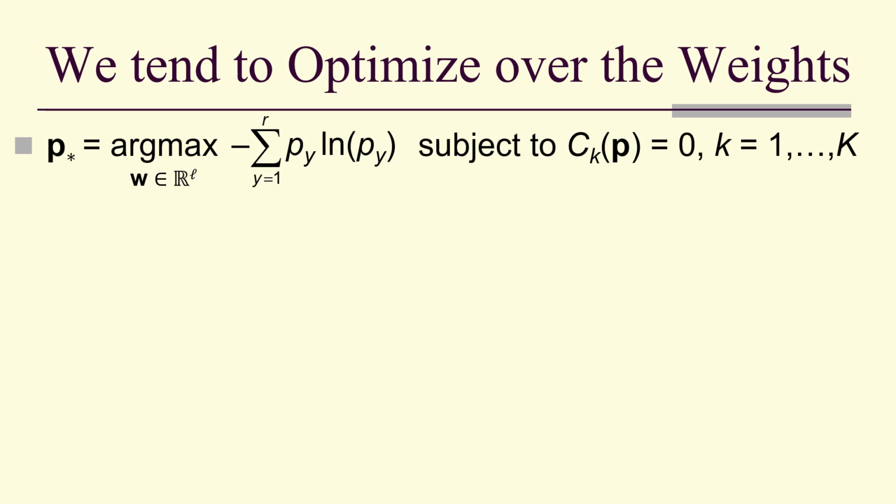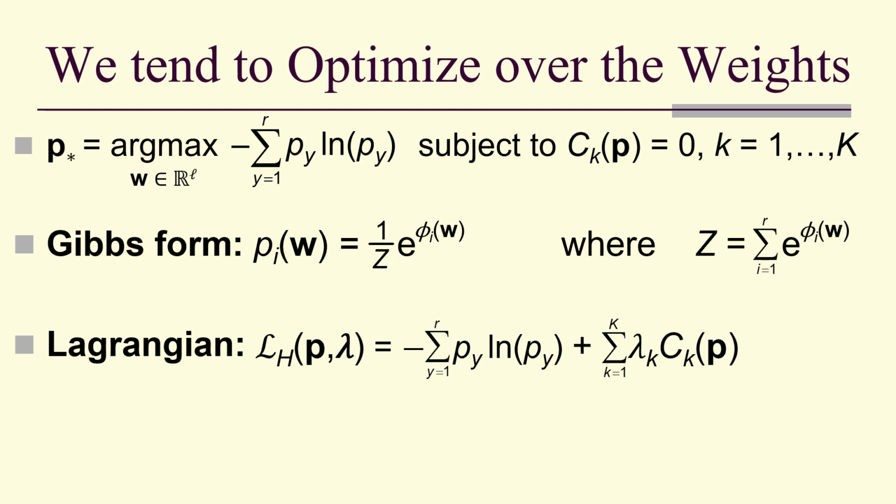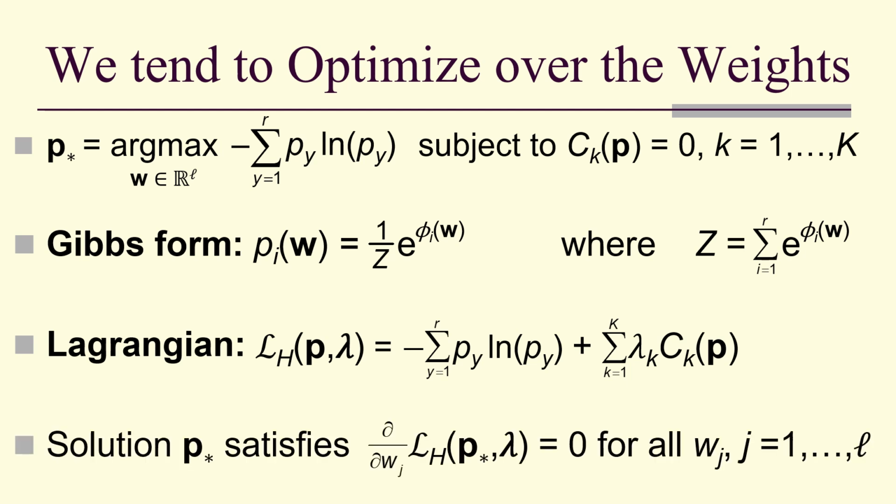So when we find P star as the argmax of the entropy, then the variables are these weights. The Gibbs form, again, means that our Lagrangian is the negative of the sum, that's the entropy term, on the first, plus those are the constraints. And the solution satisfies that the derivative of the Lagrangian with respect to each weight w sub j in the weight vector has to be 0.